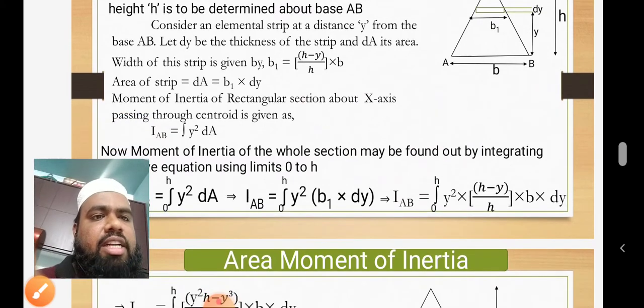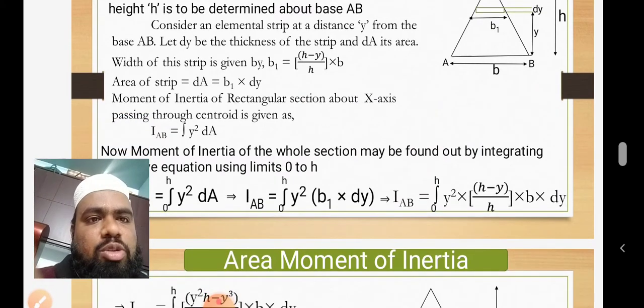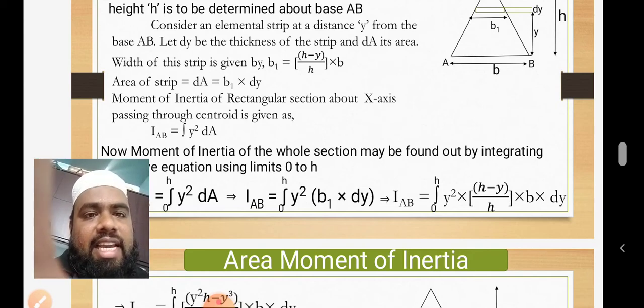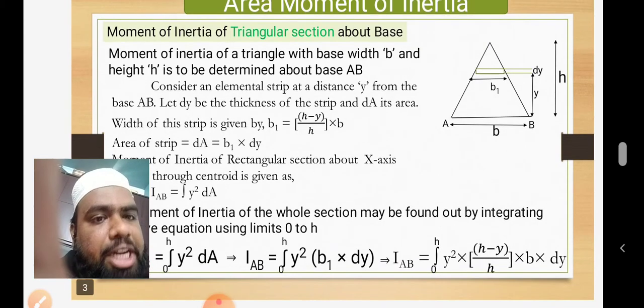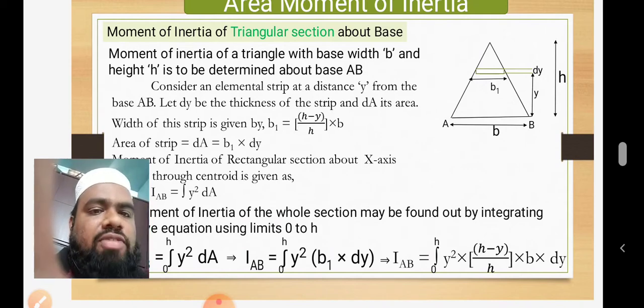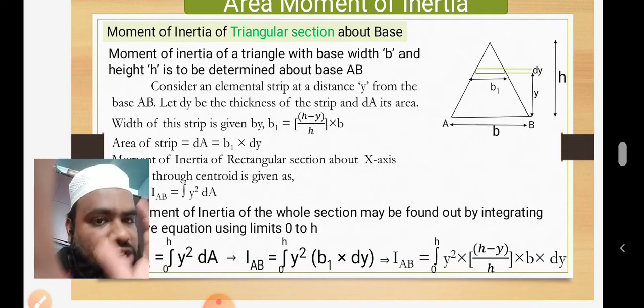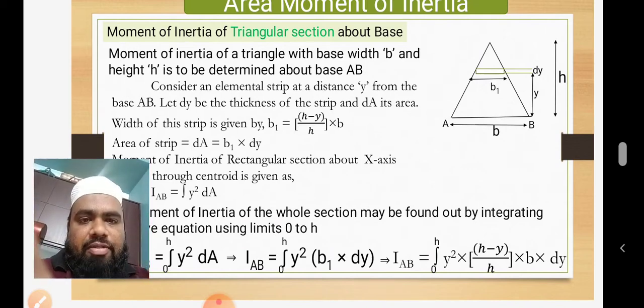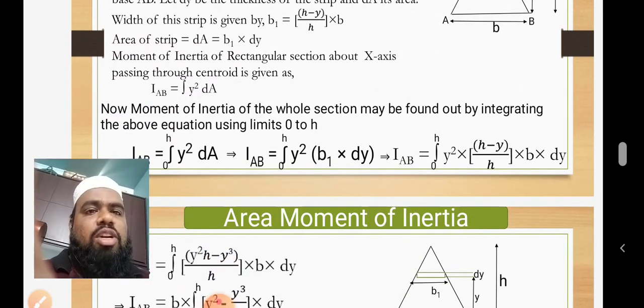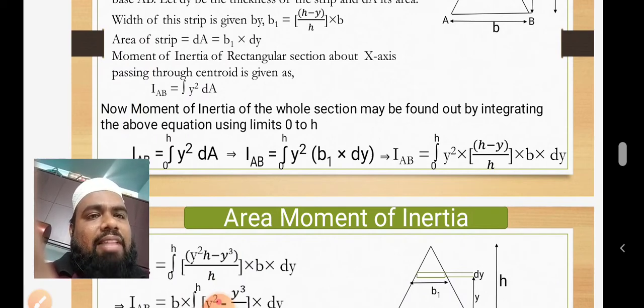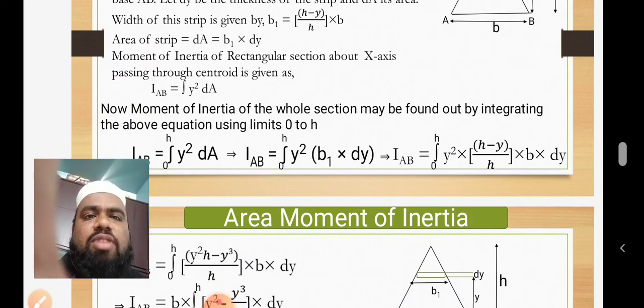Moment of inertia of a rectangular section about the x-axis passing through the centroid is given by IAB is equal to integral y square dA. Now we are finding the moment of inertia for the rectangular section. It means the strip we have considered is in rectangle shape, so we are finding the moment of inertia for the rectangle only. For the rectangle, the moment of inertia will be IAB is equal to integral y square dA. This is the general formula.